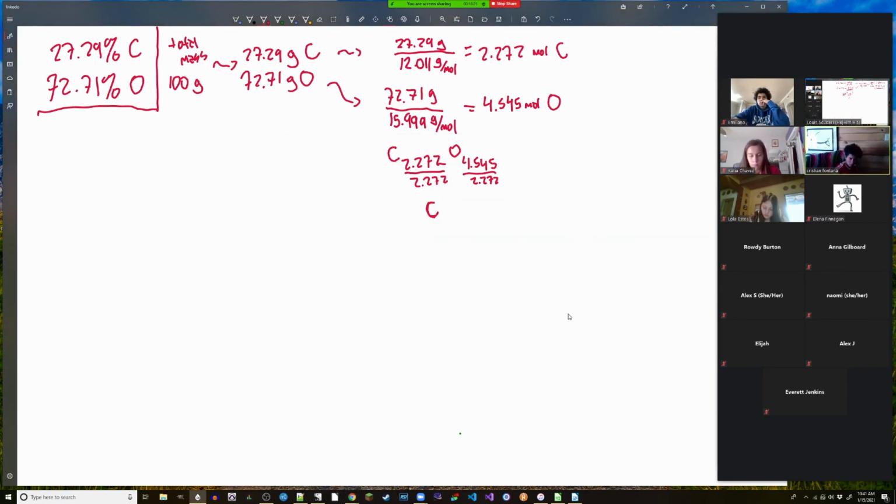So we do this division. I get, obviously for this one it's 1, right? But divided by itself. For oxygen here, it is 2.0002. I'm going to round that to 2, to be honest with you, because it's very close to 2. And that gets us an empirical formula, at least, of CO2.